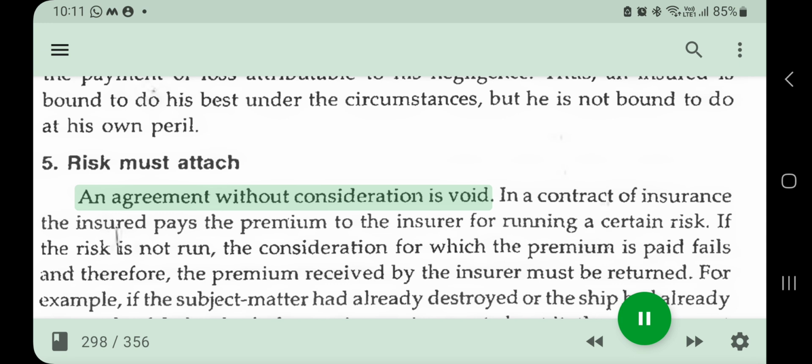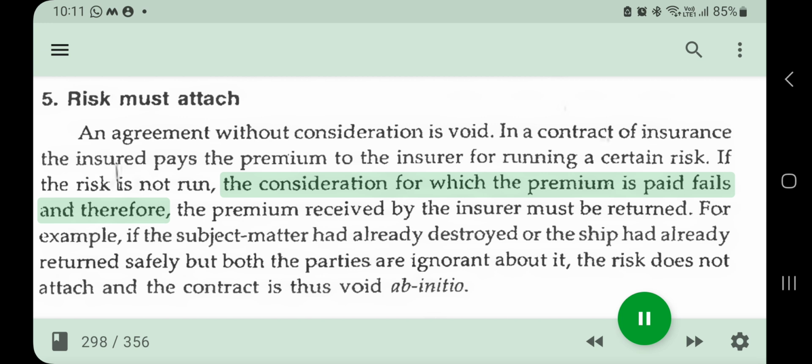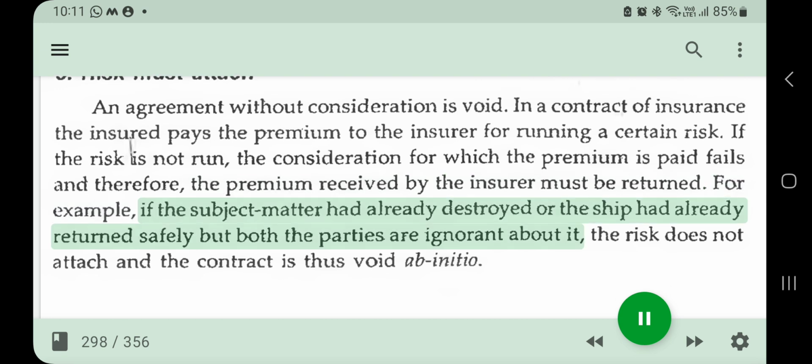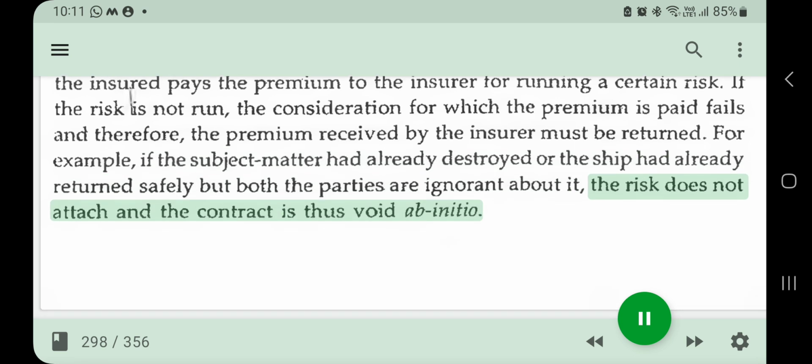5. Risk must attach. An agreement without consideration is void. In a contract of insurance, the insured pays the premium to the insurer for running a certain risk. If the risk is not run, the consideration for which the premium is paid fails, and therefore, the premium received by the insurer must be returned. For example, if the subject matter had already been destroyed or the ship had already returned safely but both the parties are ignorant about it, the risk does not attach and the contract is thus void ab initio.